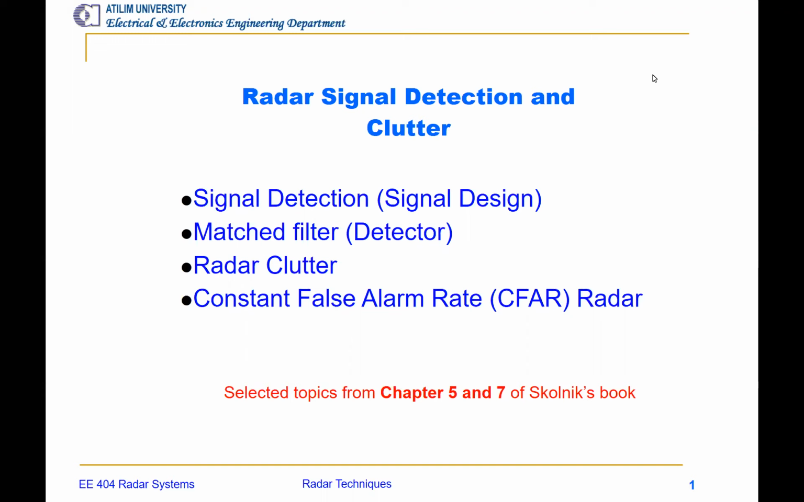Today, we are going to study signal detection, a detector design actually, which is based on match filter. And then we'll be discussing radar clutter in space, in volume or surface clutter. Finally, we'll conclude with constant false alarm rate radar.